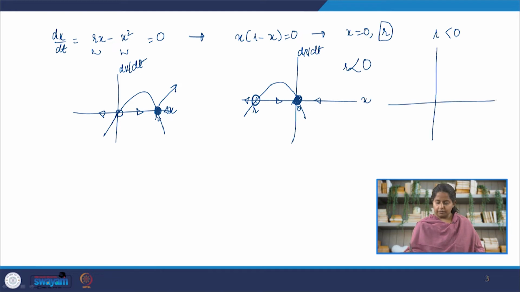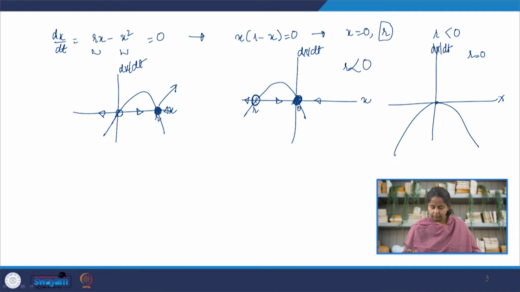Of course, we want to know what happens in the middle when r is equal to 0, then there is only one fixed point, which is x is equal to 0, and the curve looks something like this. Now, notice what is happening here. On the left side of this fixed point, x equal to 0, dx/dt is negative, so the flow will be towards the left, going towards minus infinity. On the right side of the fixed point, dx/dt is also negative, so the flow will be towards the left side. So, what we notice here is that this is a half stable, half unstable fixed point. On the right side, it is a stable fixed point. On the left side, it is an unstable fixed point.